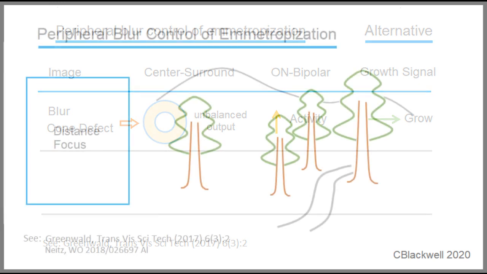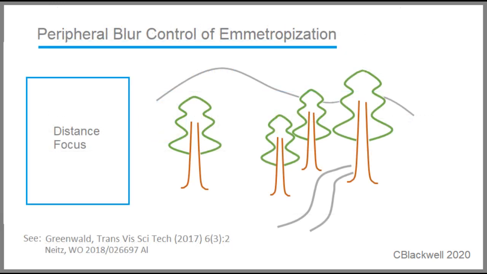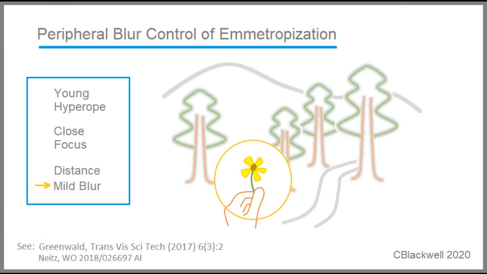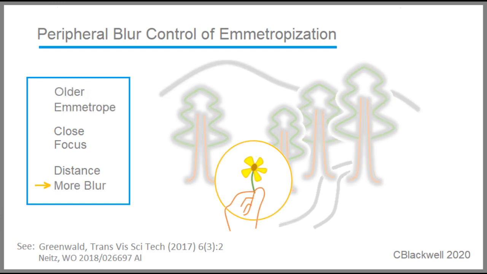This group goes on to propose a scenario of how the sharp-grow mechanism could have evolved. A relatively young hyperopic person, when focusing up close, might under-accommodate, leaving the background in mild blur only. The sharper background signals more growth. An older, less hyperopic person, when focusing up close, might fully accommodate, leaving the background in greater blur. The blurrier background signals less growth.